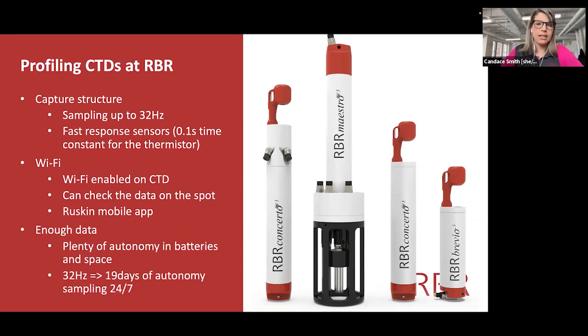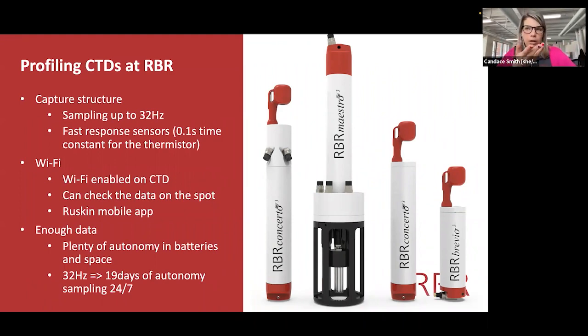And then the enough data piece. Using Ruskin, the desktop version, you can download it right now today, and you can play around without a CTD to do a whole bunch of different calculations by simulating an instrument. And there is plenty of autonomy through batteries and the space of the data piece.